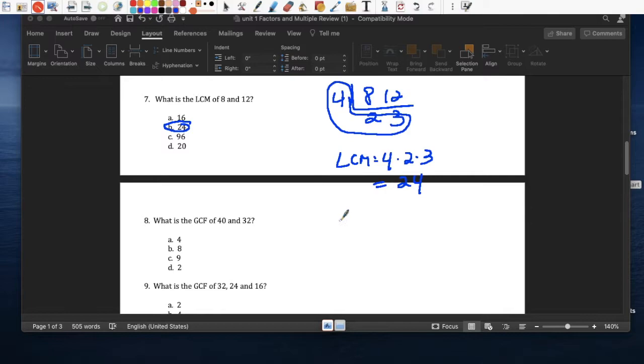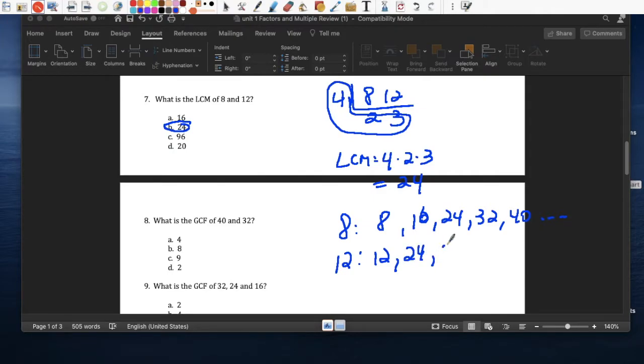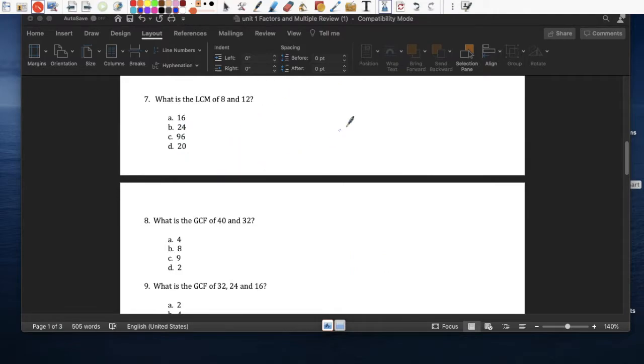Let me show you listing all the multiples. So the multiples of 8: 8, 16, 24, 32, 40, etc. 12 would be 12 times 1, 12 times 2 is 24, 12 times 3 is 36. So right away there, the first number that shows up is 24. So whether you do it the listing way or you do it with the ladder method, you get the same answer. 8, GCF of 40 and 32.